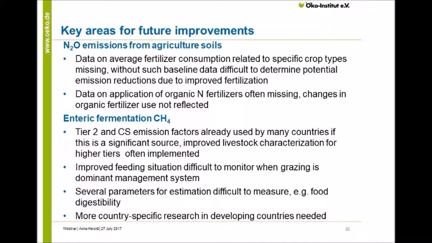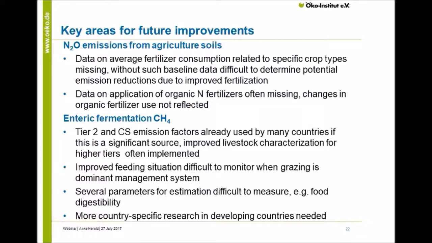Another area are N2O emissions from agricultural soils. We have seen that often data on average fertilizer consumption related to specific crop types is missing, and without such baseline understanding in relation to existing fertilizer use, it is difficult to determine potential emission reductions due to improved fertilization. And also, in the countries we were working with, data on the application of organic nitrogen fertilizers is also often missing, and the changes in the use of organic fertilizers is not reflected.